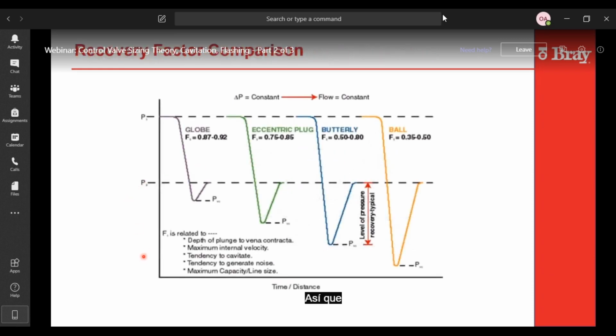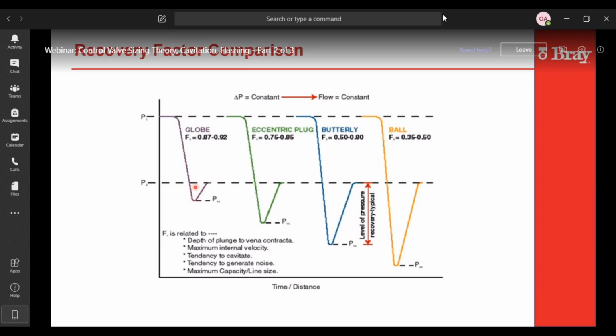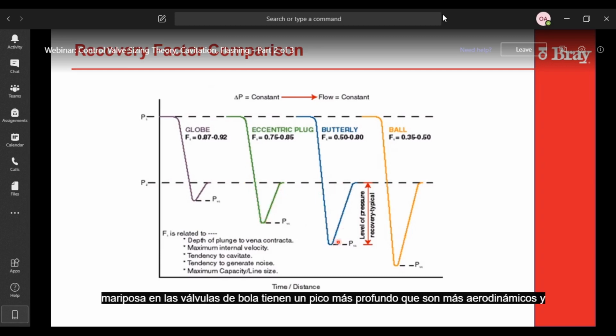So this is just a comparison of the different profiles based on what the recovery factor is for different geometries of valves. You see globe valves are called a low recovery valve because they don't have as deep a spike in pressure when they're throttling. Whereas if you go further down, the butterfly and ball valves have a deeper spike because they're more streamlined and they allow more velocity through.